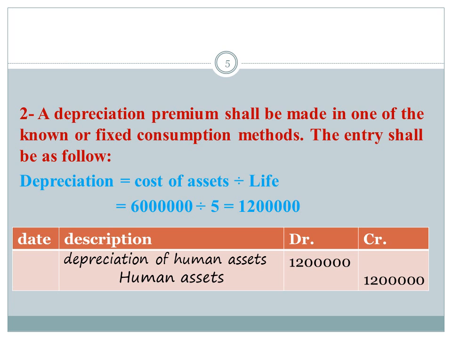decreases the asset. So firstly, depreciation equals cost of asset divided by life. Cost of asset 6 million, life 5 years, so the depreciation premium will be 1,200,000. The entry will be in the debit side, depreciation of human asset, because depreciation is an expense. Human asset in the credit side, because an asset decreases, so it will be in the credit side.